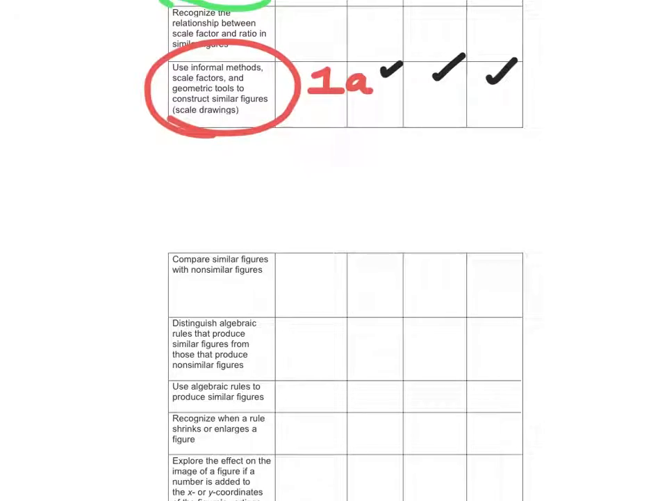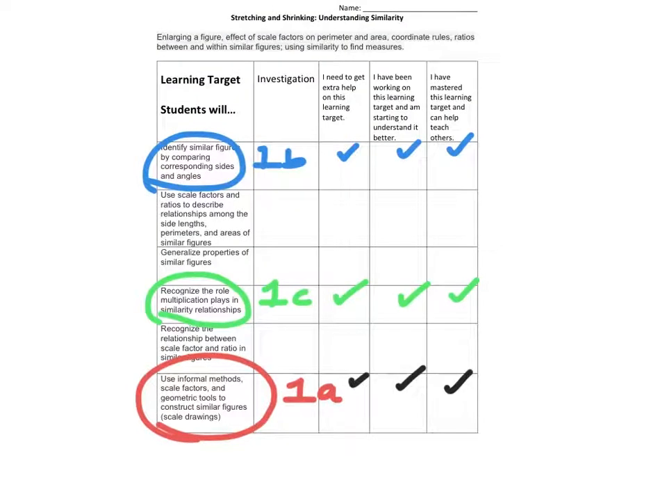Going on to the second side of the partner quiz, number 2. Number 2, if you look at it carefully, it's very similar to what you did in number 1B. So actually, number 2 also goes with this first learning target, identifying similar figures. So go ahead and rate for number 2 on your partner quiz which of those 3 columns you felt you were in.